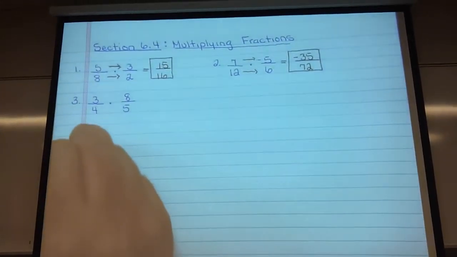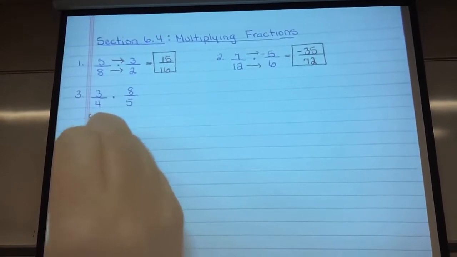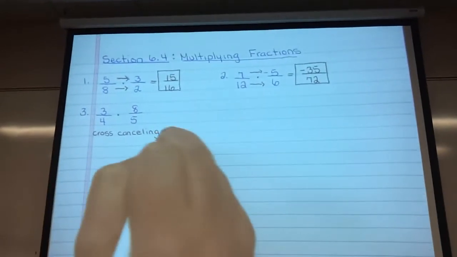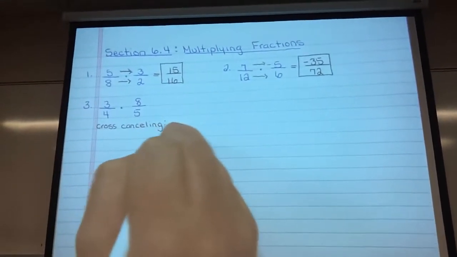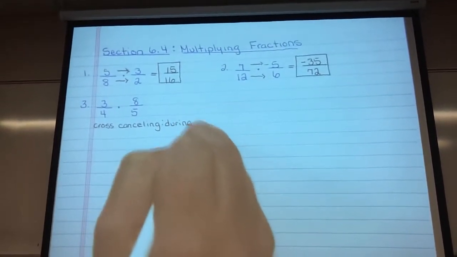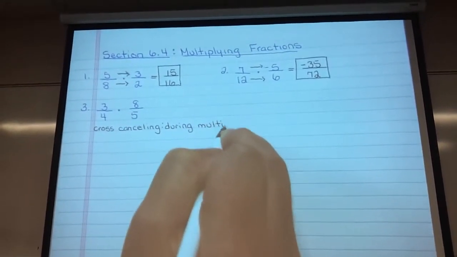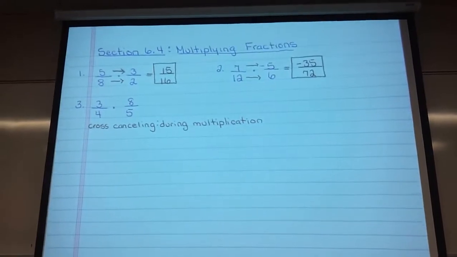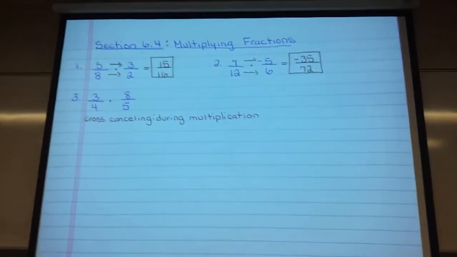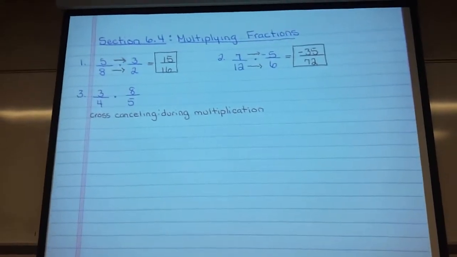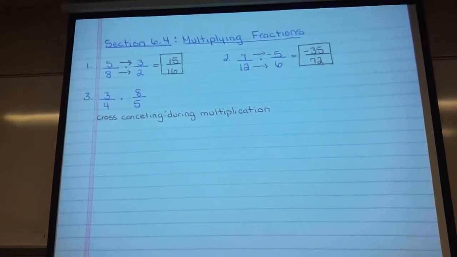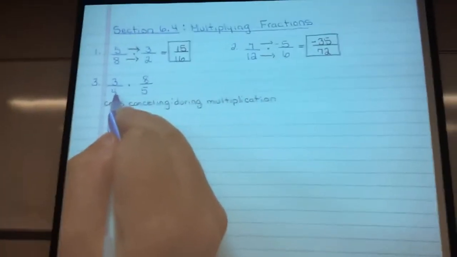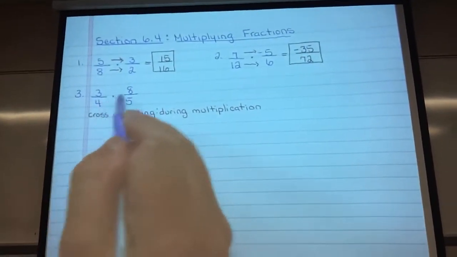We call it, and it's so messy, but I'll do it, cross canceling. You only do the cross canceling during multiplication. And you don't have to use this method. It's not wrong if you don't. It just makes your numbers a little bit smaller to work with. You would look at something on top and something on bottom. Notice I have a 4 here and an 8 up here. What number can go into both of them?